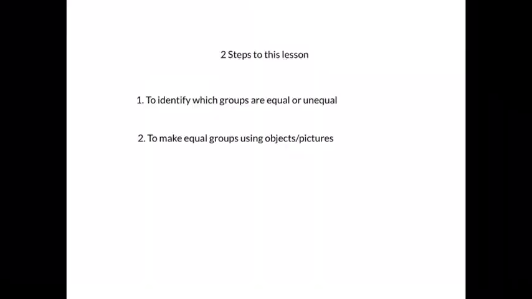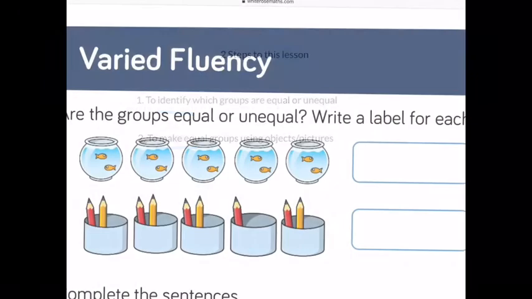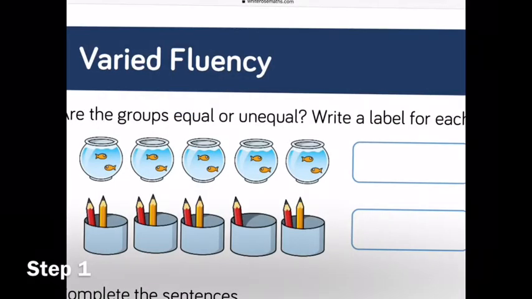Okay, so there are two parts to this lesson. The first part is to identify which groups are equal or unequal, and the second part is to make equal groups using objects or pictures. So the first step here is to identify which groups are equal and unequal.